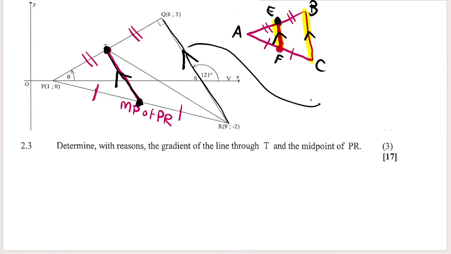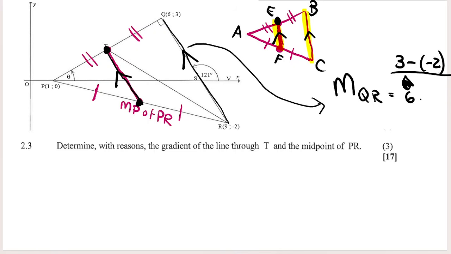And did we not work out the gradient of QR earlier? Let's do it again. The gradient of QR is y2 minus y1 over x2 minus x1. So that is 3 minus 2 over 6 minus 9. We did this earlier. So that is 5 over negative 3. So therefore my gradient is negative 5 over 3. So if my gradient of QR is negative 5 over 3, we therefore know that the gradient of this new line, the one that they're asking for, is also negative 5 over 3.